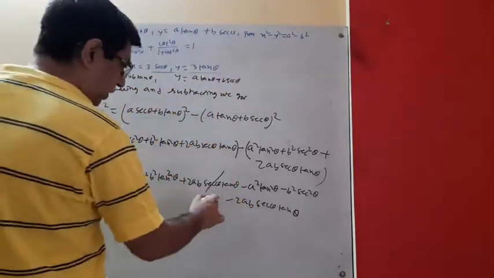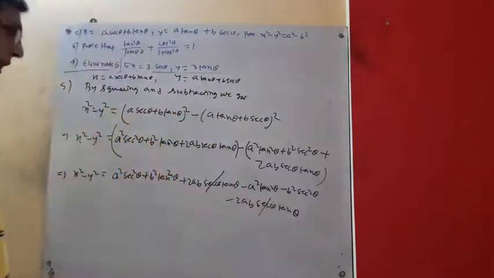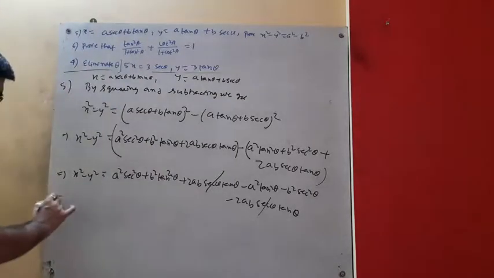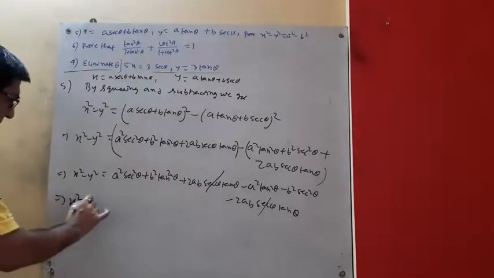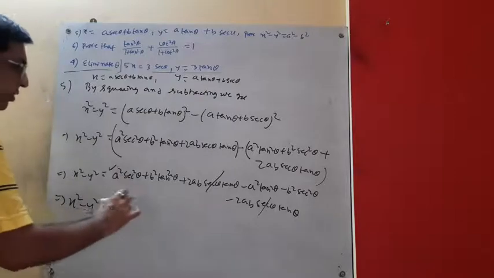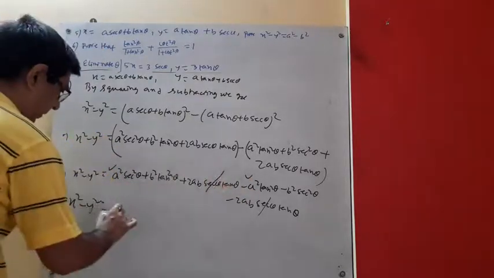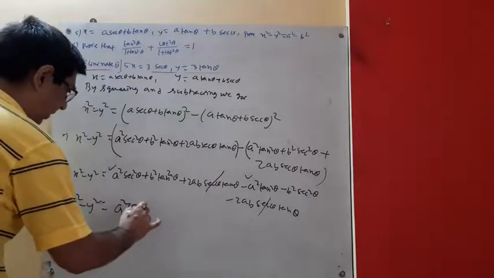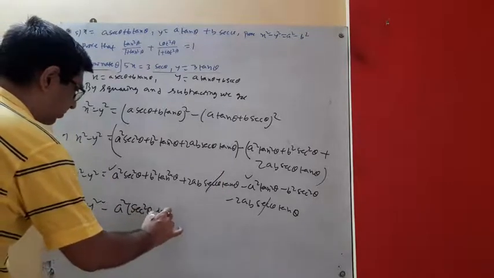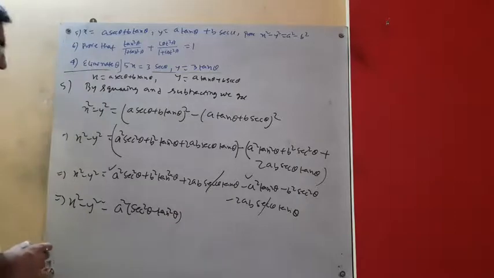Look, this portion cancels, and nothing else is cancelled, right? So what are we getting? x square minus y square. Look, this one is a square and this is also a square. Take common a square from these two terms. a square, what are we getting? sec square theta minus tan square theta, right?